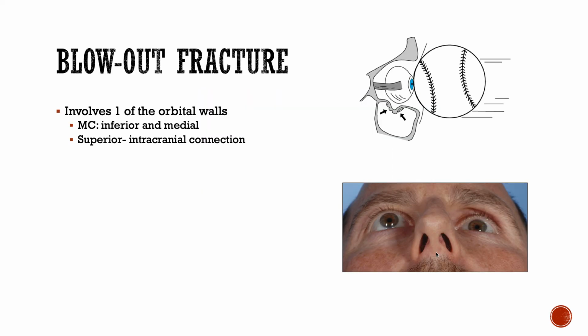So orbit fractures, and that's your posterior displacement. So one of the orbit walls that is involved, typically the most common is the inferior wall and the medial wall. So with that inferior, you'll get entrapment of the inferior rectus muscle. It's rare to have a lateral wall fracture.